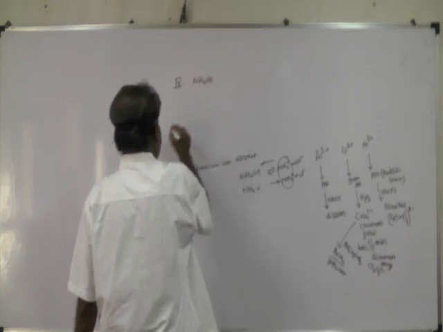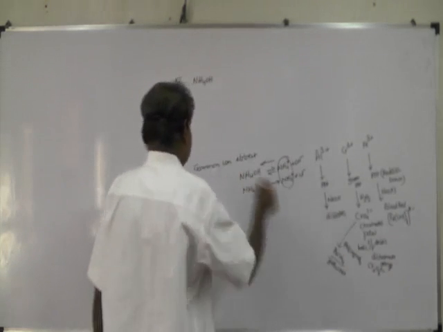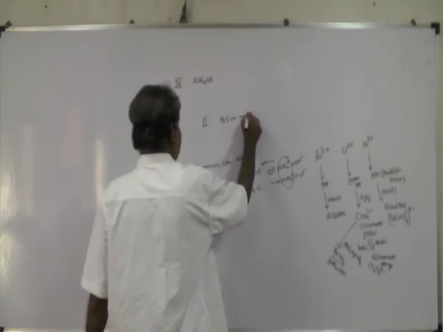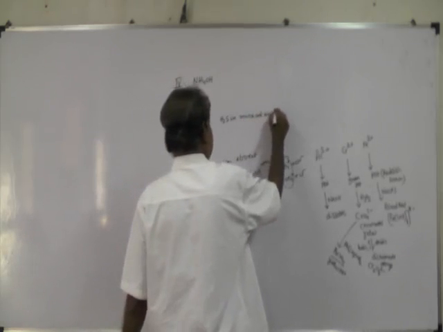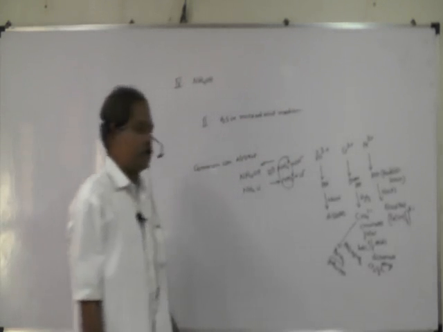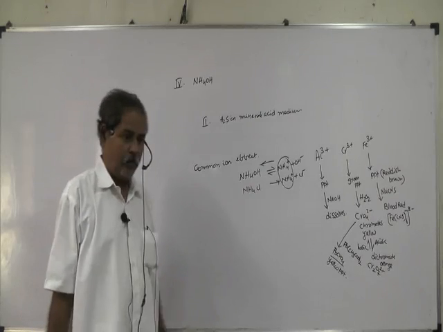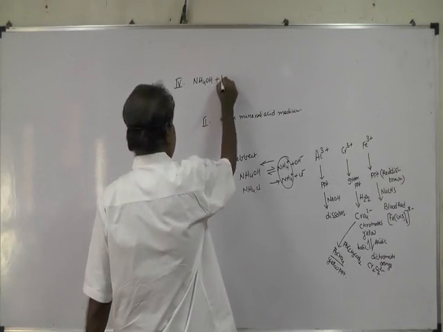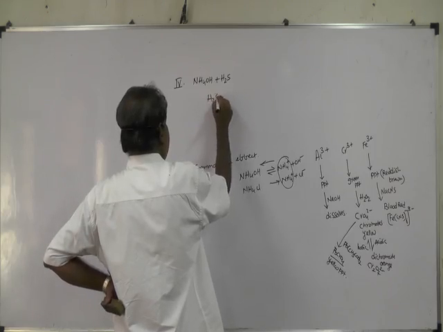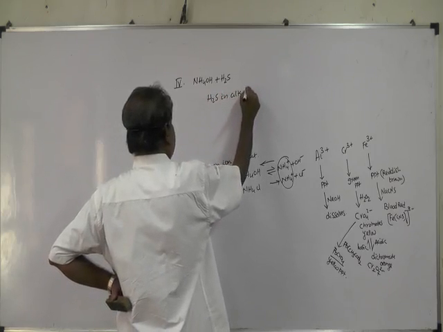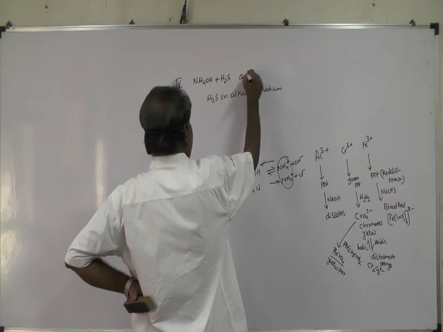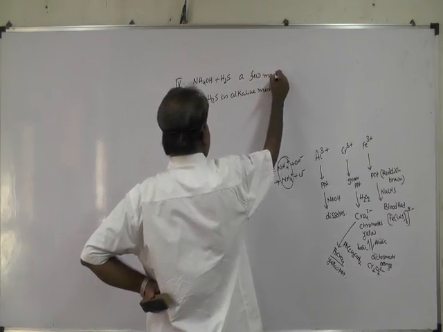NH4OH. Group 2, please make a note, in group 2. Very important: H2S in mineral acid medium. This terminology is very important. H2S in mineral acid medium. NH4OH plus H2S. This time H2S in alkaline medium. A few more sulfide ions.